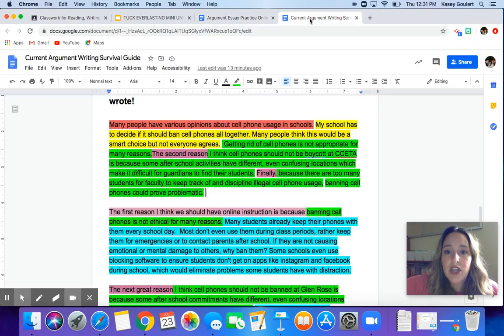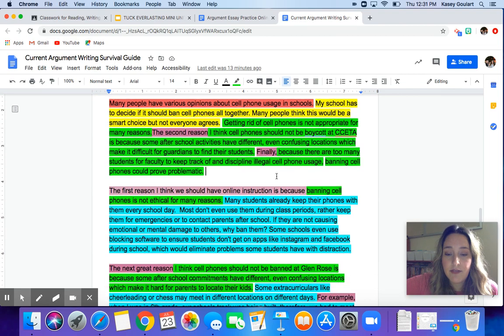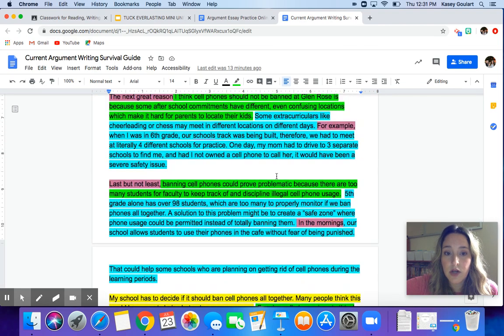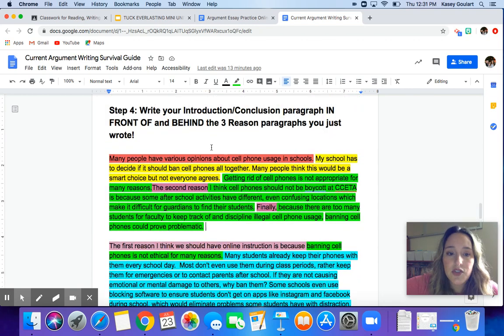So let's double check. I'm going to double check using my already pre-made five-paragraph essay. You can check using yours. Start with the introduction. Many people have various opinions about cell phone usage in schools. Is that a pretty good simple sentence? Yeah. Next sentence. My school has to decide if it should ban cell phones altogether. Many people think this would be a smart choice, but not everybody agrees. I feel like those are two kind of simple sentences.